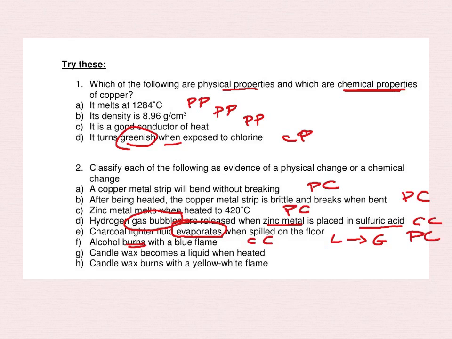Candle wax becomes liquid when heated. Solid to a liquid. That is only a physical change. Candle wax burns with a yellow flame, yellow-white flame. Burning is by far and always will be a chemical change.